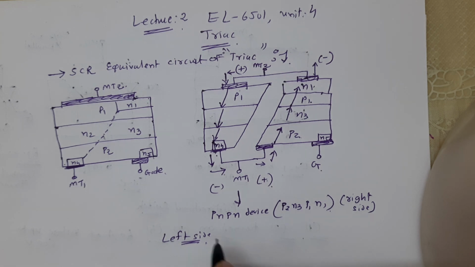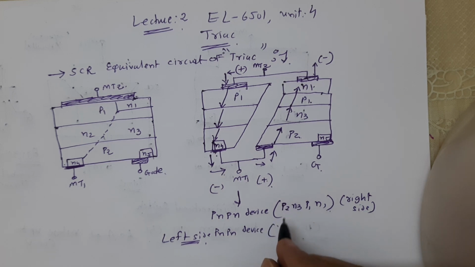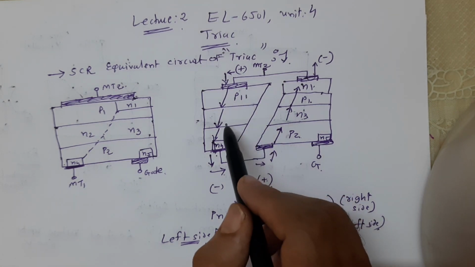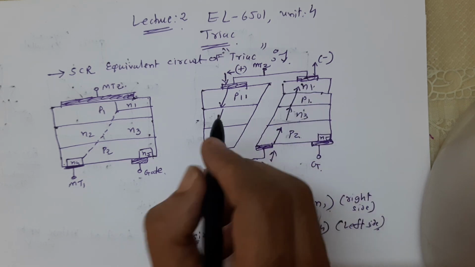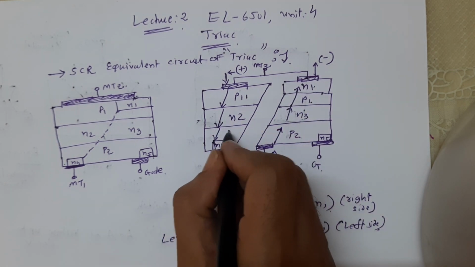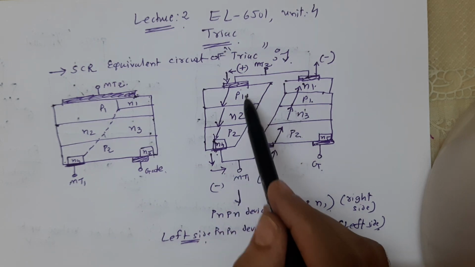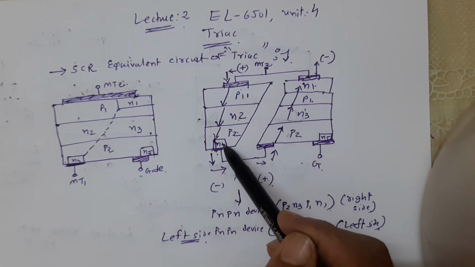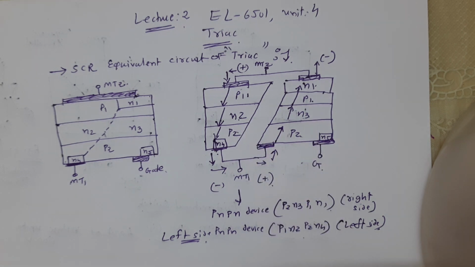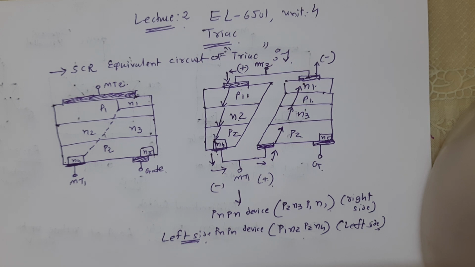again it consists of a PNPN device, which is nothing but P1, N2, P2, N4. This portion is your left side portion. So I repeat from the figure.